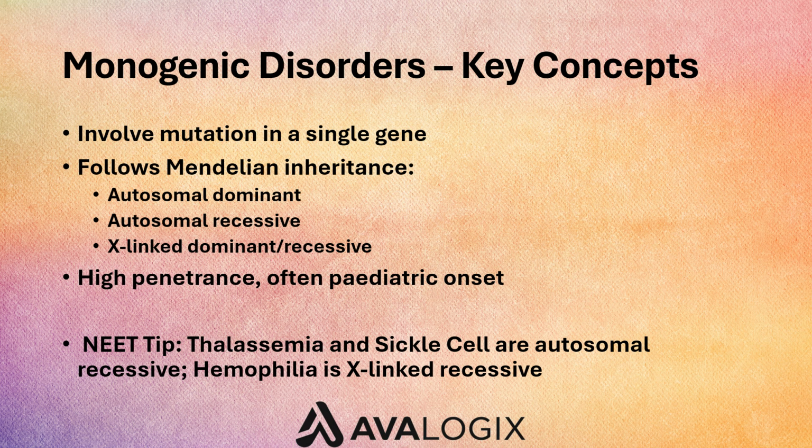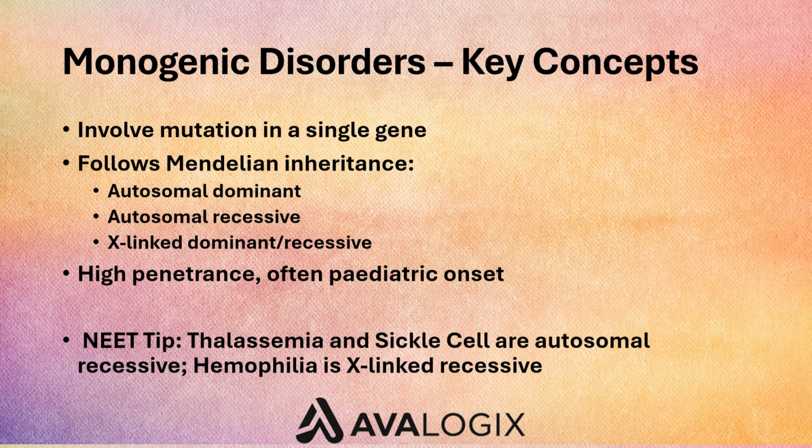Finally, note that although these disorders involve just a single gene, the effects can be systemic and complex due to the phenomenon of pleiotropy, where one gene influences multiple traits, and codominance, where both alleles are expressed, as seen in carriers of sickle cell who have traits from both normal and mutated alleles.